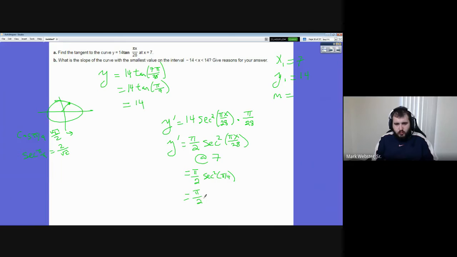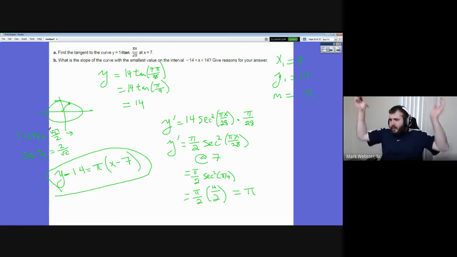Pi over 2 times 2 squared over radical 2 squared. Pi over 2 times 4 over 2. That's 4 pi over 4, which is pi. So there's my slope. It's pi. So once again, my tangent line, y minus y1 equals m times x minus x1. There's my tangent line. I did it.